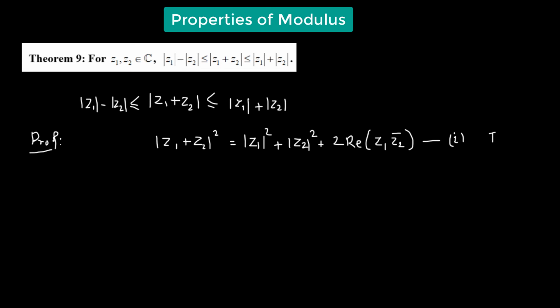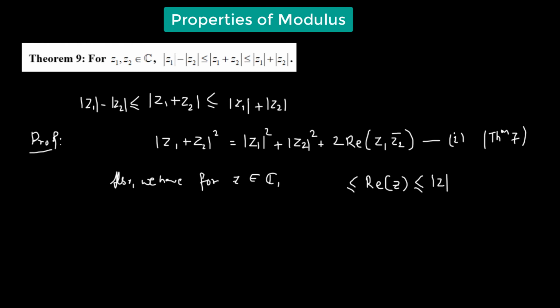So this was from theorem number 7. Also, for a complex number z, we know that the real part of the complex number z is always less than or equal to the absolute value of the complex number and greater than or equal to the negative absolute value of the complex number. So if we use this, then we can write that the real part of z1 times z2 bar is always going to be less than or equal to the absolute value of z1 times z2 bar and greater than or equal to the negative of the absolute value of z1 times z2 bar.